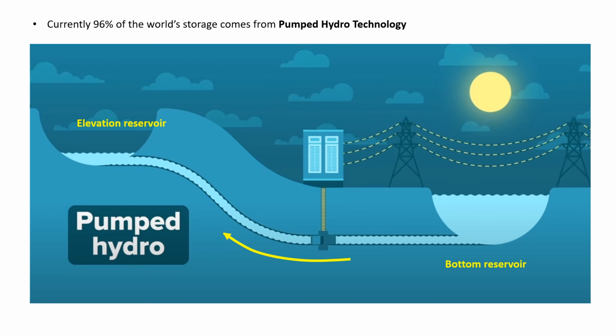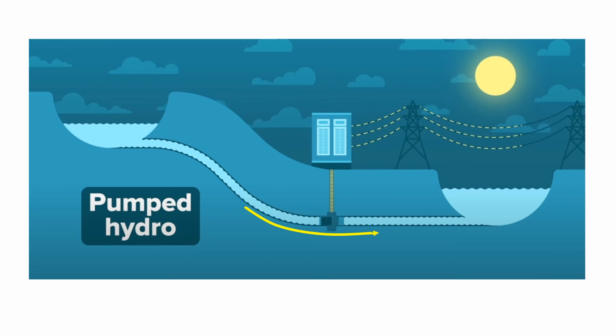The system works on a simplified mechanism. When there is excess energy in the grid, it is utilized to pump water uphill to a reservoir at a high elevation. And when there is energy demand, the water is released, which then flows down towards the bottom reservoir, passing through the turbine, generating electricity. But this requires a lot of land, disrupts the environment, and is functional in specific geographies only.